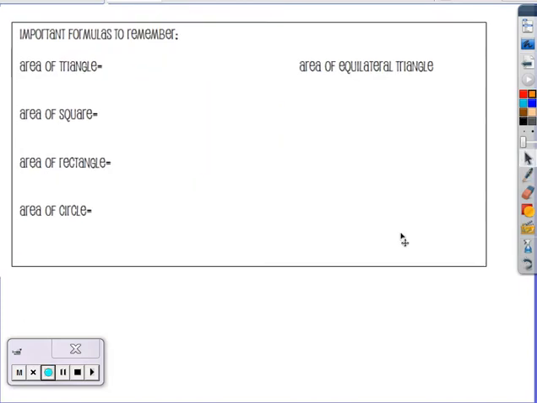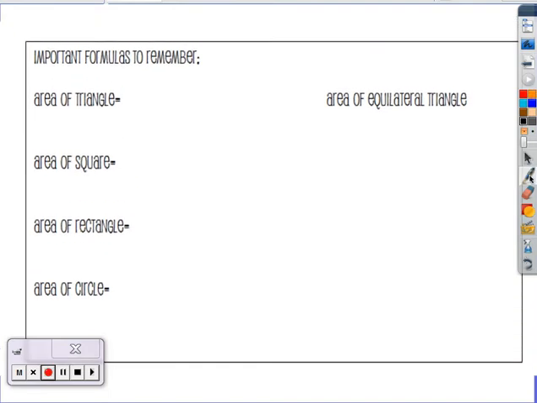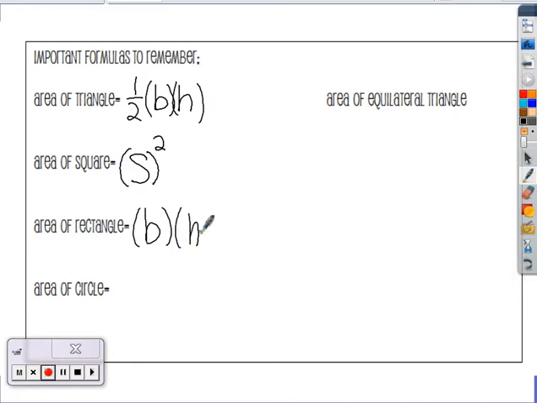And we're going to start by writing down some formulas that will be extremely helpful for you. Let's start off with the area of a triangle. Easy, 1/2 base times height. Area of a square, side squared. Put parentheses around the s, please. Area of a rectangle, and actually do that for all of these. Base times height. Area of a circle, pi r squared.